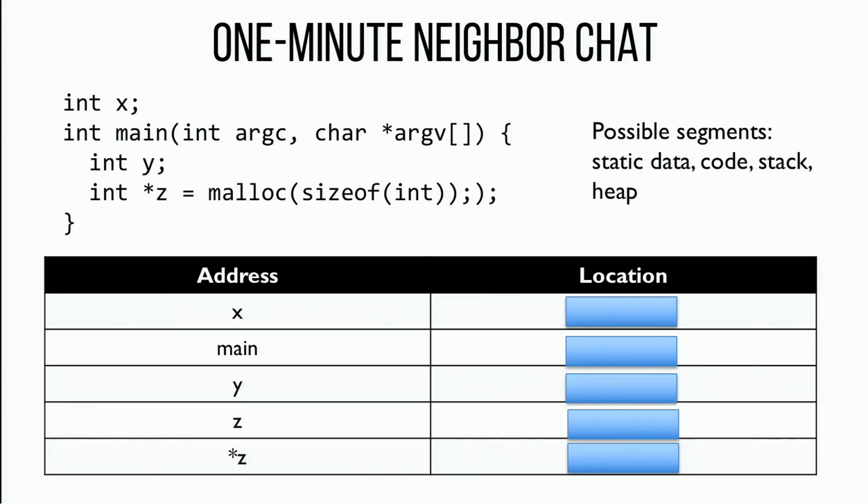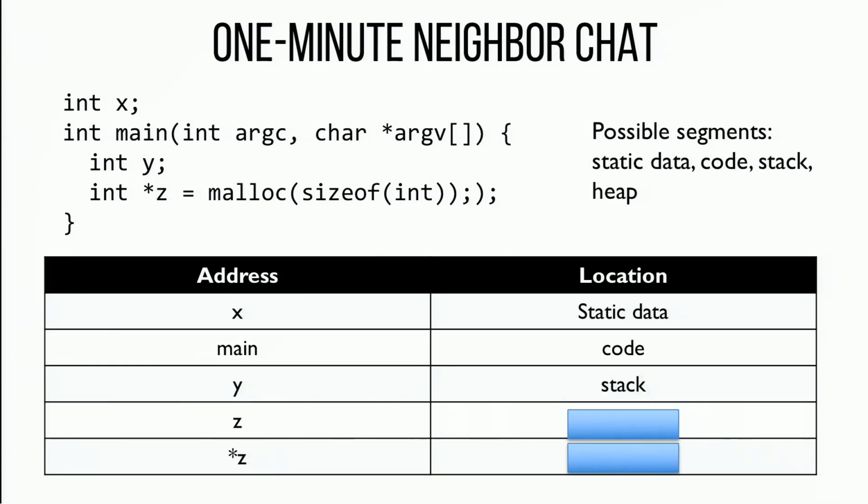Right. Okay, so I think the first three are straightforward. Int x, that's a global variable. It's static. We knew that that existed when we compiled the program. Main is code. That's compiled. Y, that's a local variable. It's allocated on the stack.